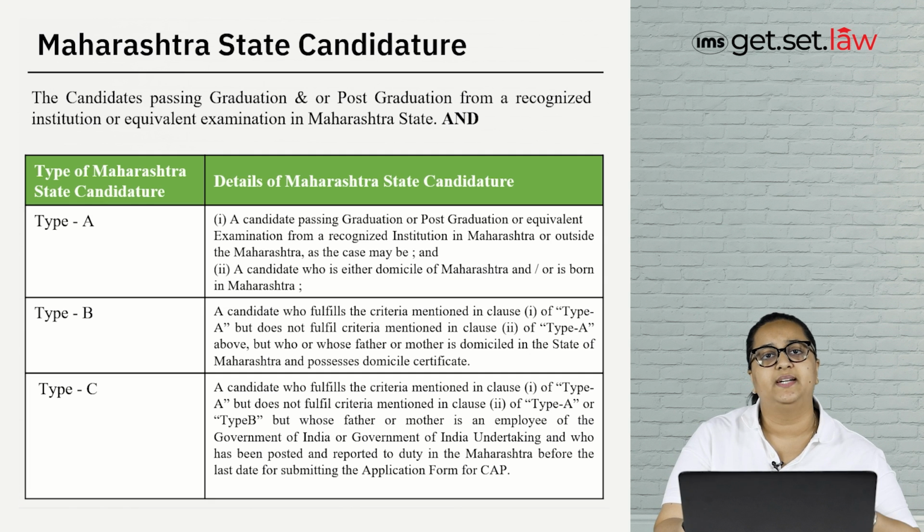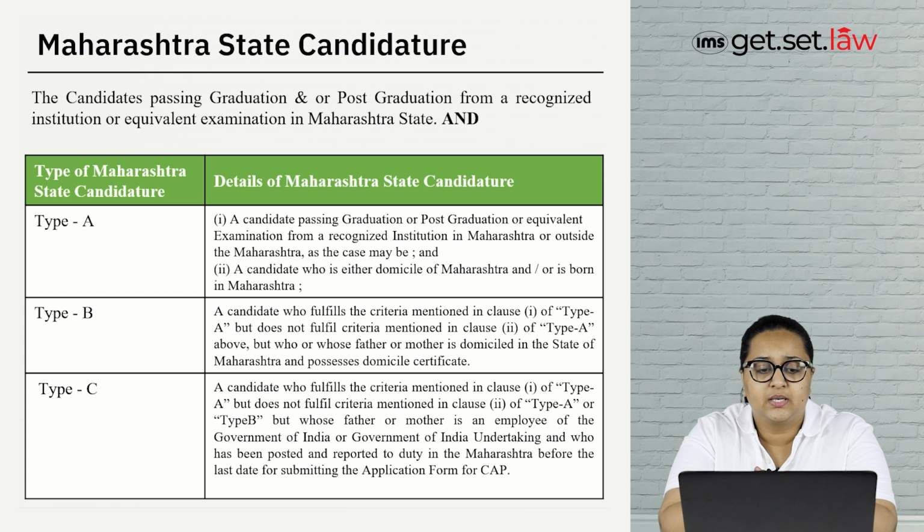Coming to the next part, we see that the Maharashtra state's candidature is divided into 5 types. What are these types? Type A, Type B, Type C, Type D and Type E. So let's get into Type A first. A candidate passing any graduation or post-graduation or equivalent examination from a recognized institution in Maharashtra or outside Maharashtra, as the case may be, and a candidate who is either a domicile of Maharashtra and or is born in Maharashtra, those people fall under Type A.